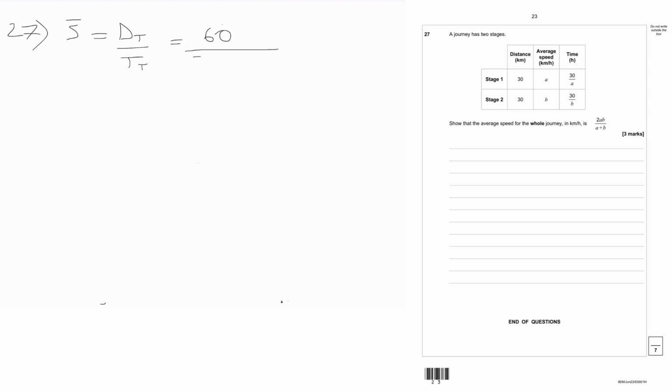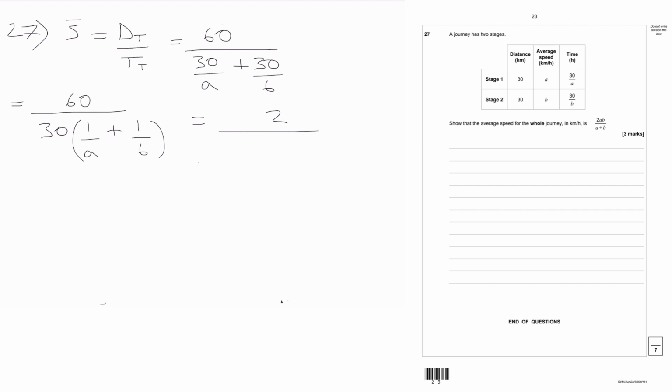The total time is 30 over a plus 30 over b. Now, in the denominator, we can simplify this. So this is going to equal 60 over, and we can factorise. So we take out 30, and then we're left with 1 over a plus 1 over b. And now we can simplify because we have 60 over 30, which is 2, which is left on top. And now we have 1 over a plus 1 over b. Now, our next step is we want to try and get rid of this plus symbol in the bottom, and we just want to have something over something else.